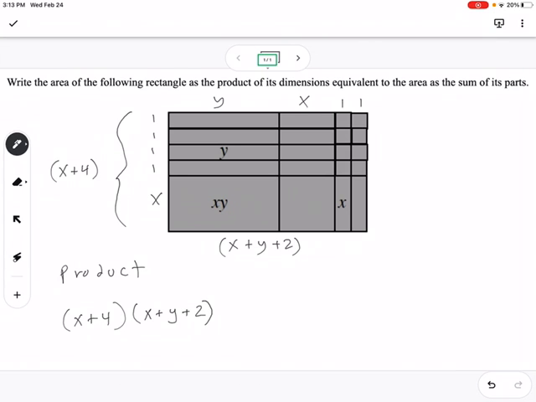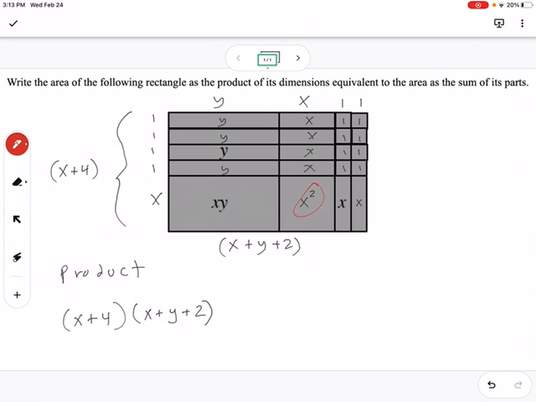Now, for the sum of the parts, we just need to know what all the parts are. So we have a y, a y, a y, an x, x, x, x. Each of these are 1. That's an x, and that makes this an x squared. Okay, so there's going to be a whole bunch of combining of like terms. We can do that piece by piece. I'm going to use some colors here. So there's only one x squared.